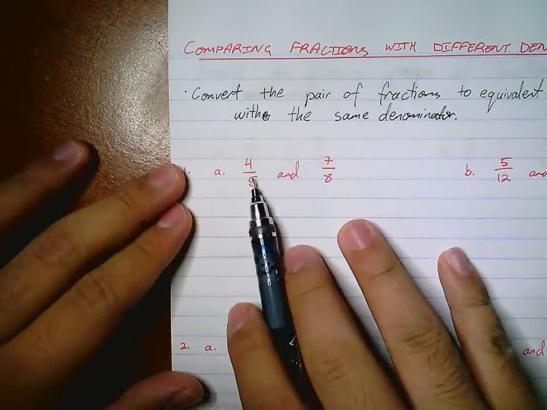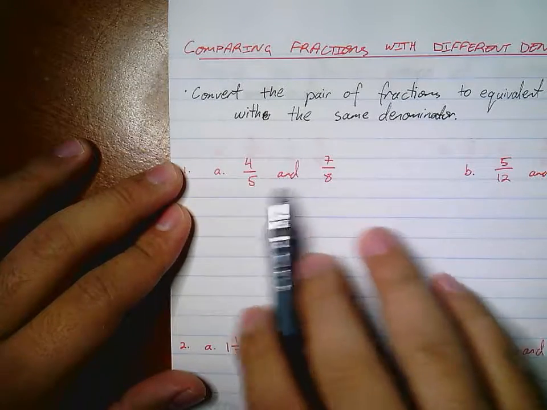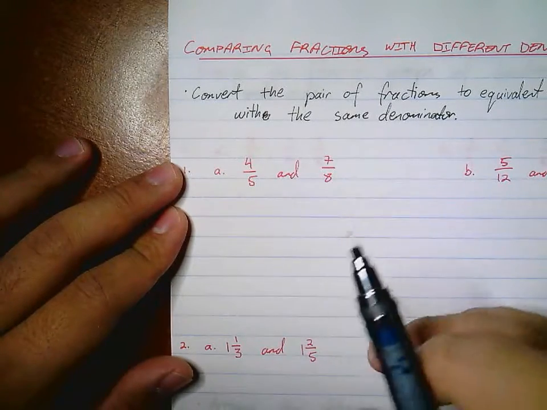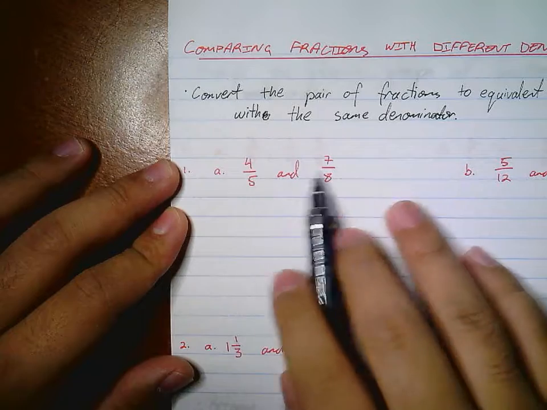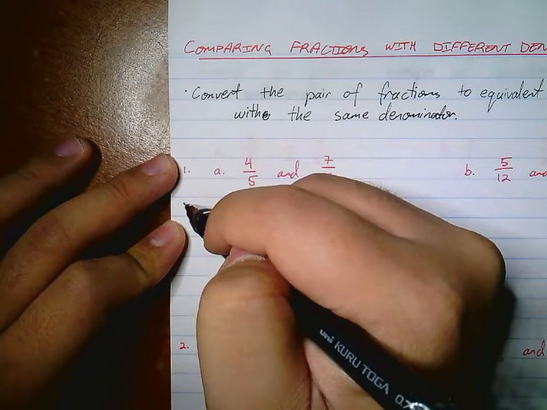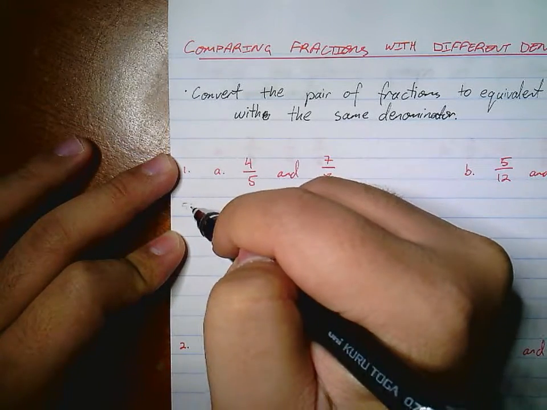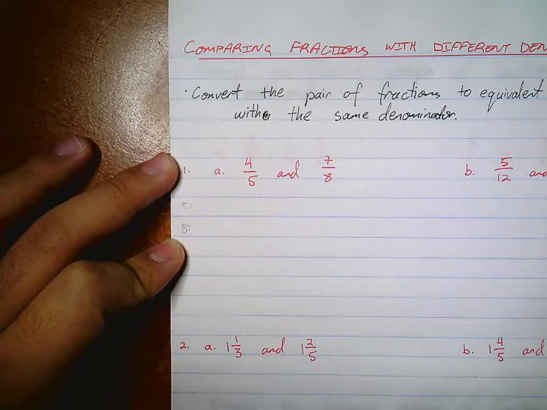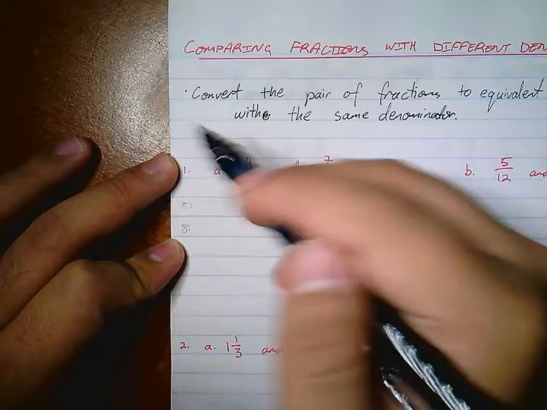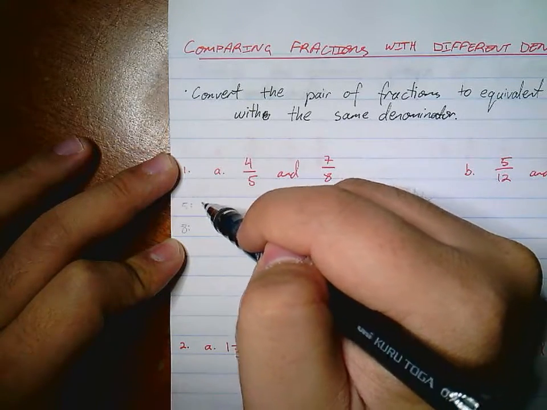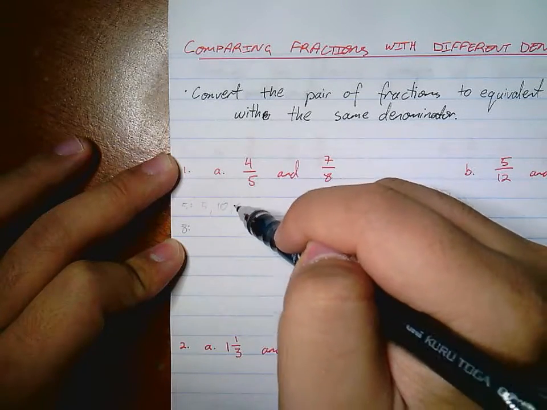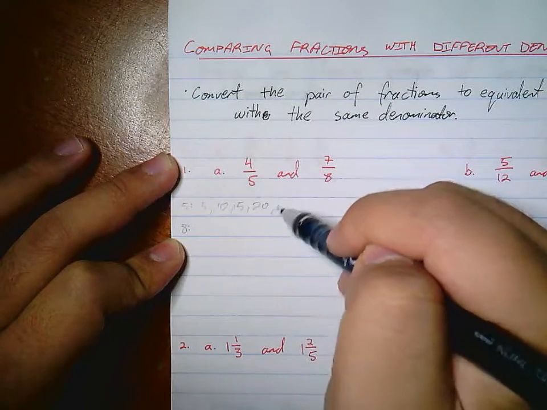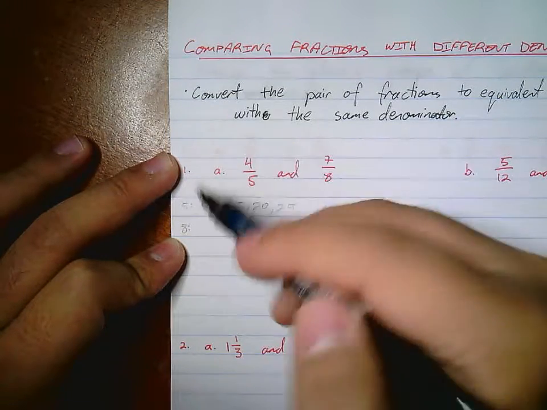In order to make these the same denominator, we first have to figure out the lowest common multiple between 5 and 8. So let's list out the multiples of 5 and the multiples of 8. In case we've forgotten, multiples are just the times table. So here we have 5, 10, 15, 20, 25. Let's stop here for now.